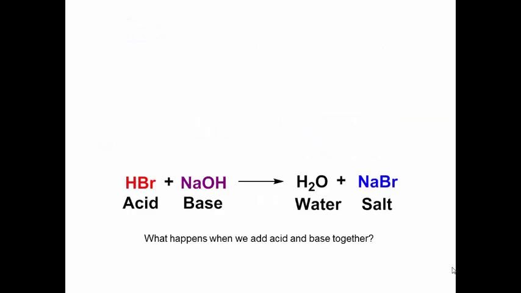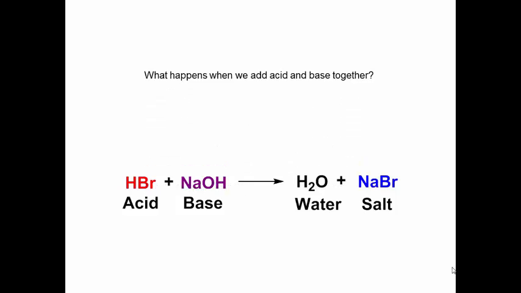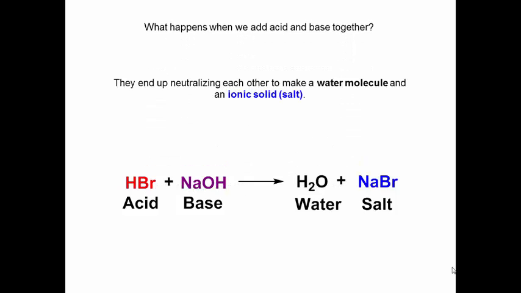What happens is they end up neutralizing each other to make a water molecule and an ionic solid, which we call a salt. So here we have HBr and NaOH. You can see that when you donate that H+ to the base, it forms a water molecule, and what we have left over is sodium+ and Br-, which want to come together to make this ionic solid, or salt.